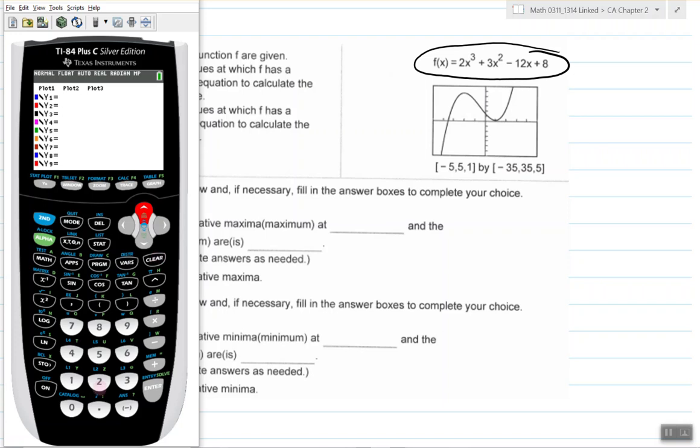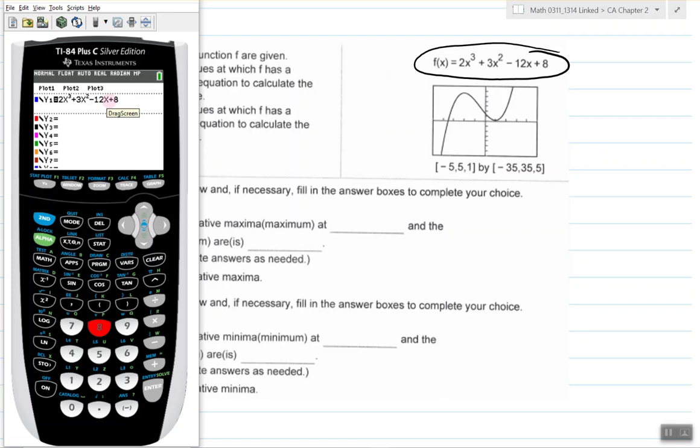So y equals 2 variable x raised to the third power. I'm going to use my right arrow to get out of the exponent, plus 3 variable x squared, minus 12 variable x plus 8. Okay, so double check and make sure that you have your function in there correctly.